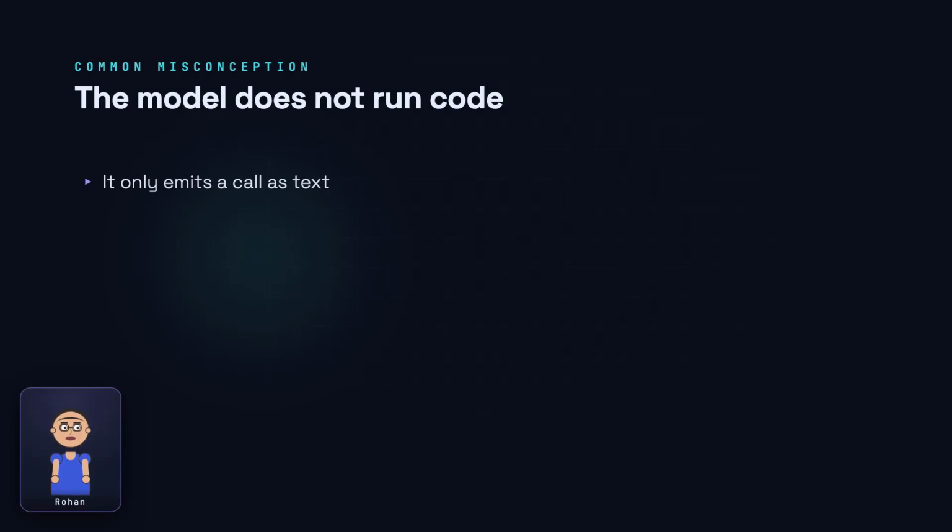The biggest misconception: people think the model runs the function. It does not. It emits text you choose to execute. So treat those arguments like any user input. A prompt-injected document could make the model emit a call to delete records. Validate scope, allow list tools, and never pass raw arguments into a shell or query.